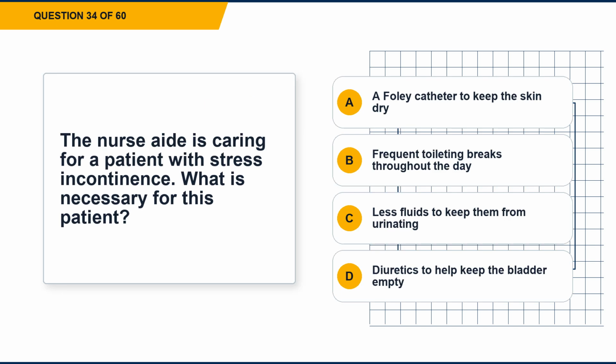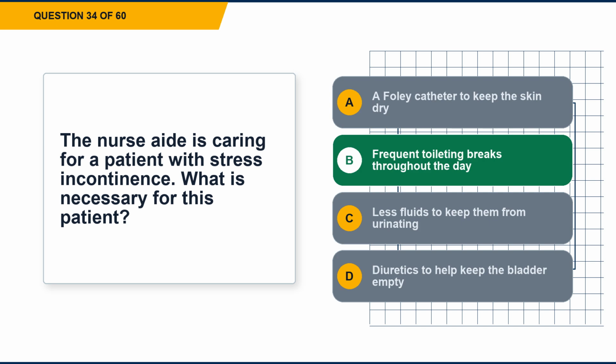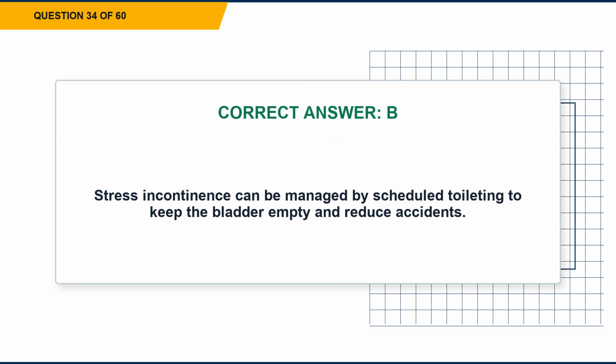Question 34. The nurse aide is caring for a patient with stress incontinence. What is necessary for this patient? Option A. A Foley catheter to keep the skin dry. Option B. Frequent toileting breaks throughout the day. Option C. Less fluids to keep them from urinating. Option D. Diuretics to help keep the bladder empty. The correct answer is option B. Frequent toileting breaks throughout the day. Explanation. Stress incontinence can be managed by scheduled toileting to keep the bladder empty and reduce accidents.